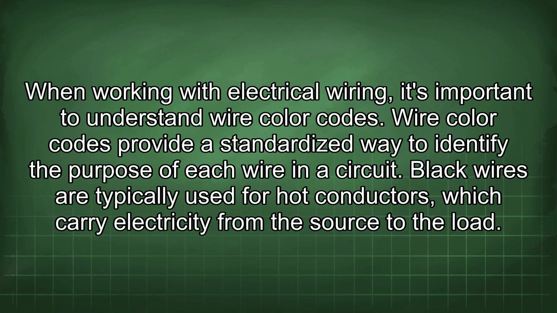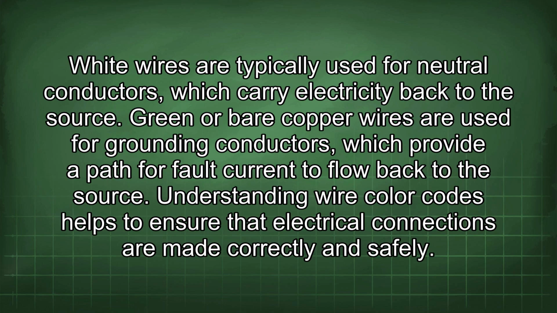When working with electrical wiring, it's important to understand wire color codes. Wire color codes provide a standardized way to identify the purpose of each wire in a circuit. Black wires are typically used for hot conductors, which carry electricity from the source to the load. White wires are typically used for neutral conductors, which carry electricity back to the source. Green or bare copper wires are used for grounding conductors, which provide a path for fault current to flow back to the source. Understanding wire color codes helps to ensure that electrical connections are made correctly and safely.